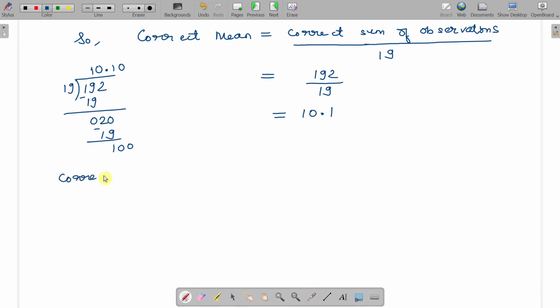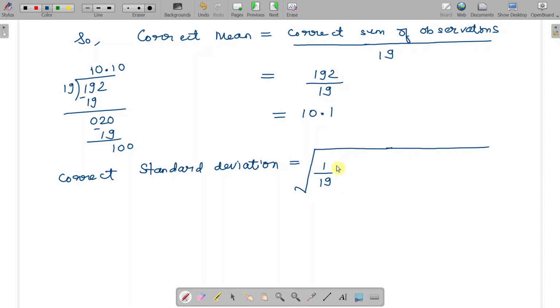So the correct standard deviation will be equal to root of 1 by 19, because there are 19 observations, into the correct summation i going from 1 to 19 xi square minus correct mean square.